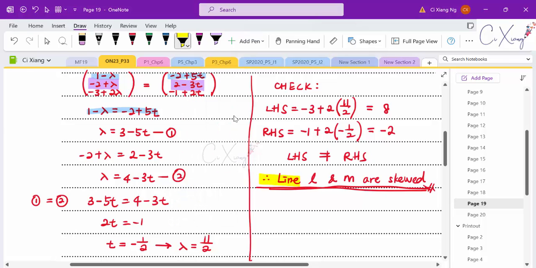So basically, this is the process we carry out to decide whether two lines are parallel to each other, intersect with each other, or are skewed to each other. For this question, when we check the third equation that we haven't used just now, the left-hand side does not equal the right-hand side. So the lines L and M are skewed. If they were equal, that means the lines L and M intersect each other. This is how we solve all the questions in this paper.